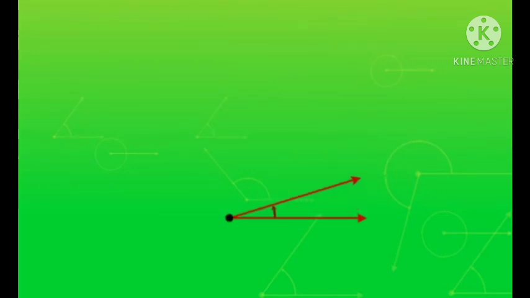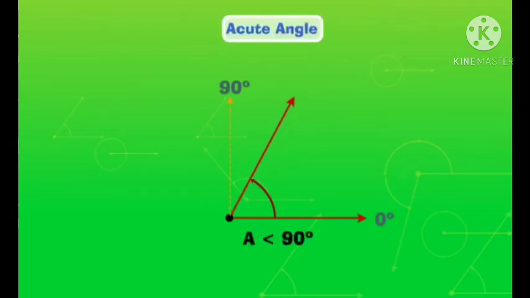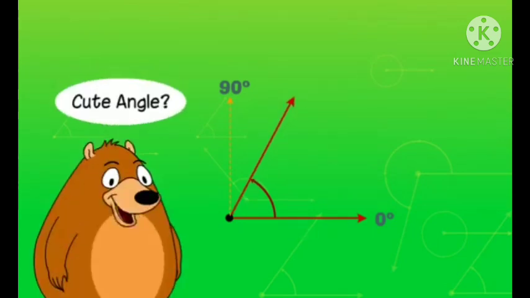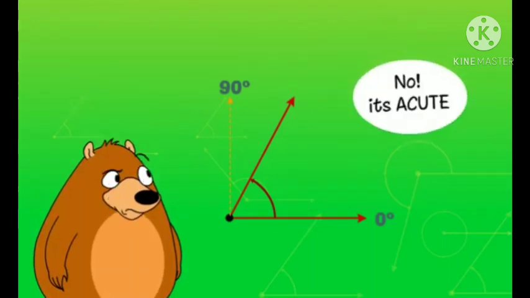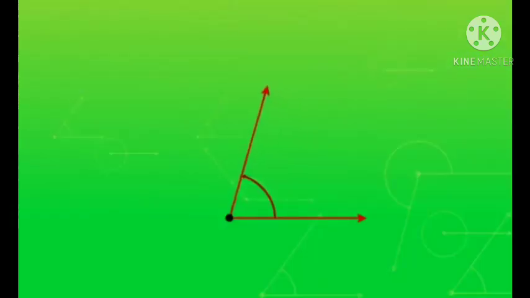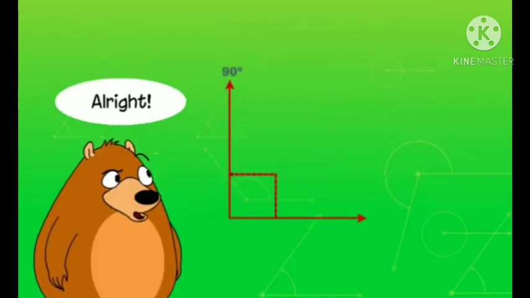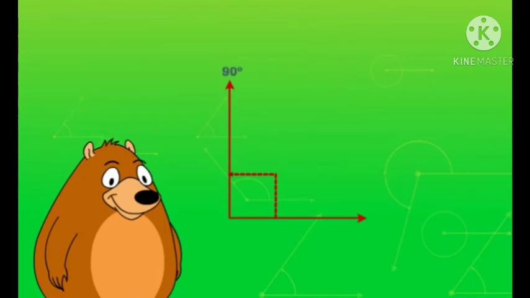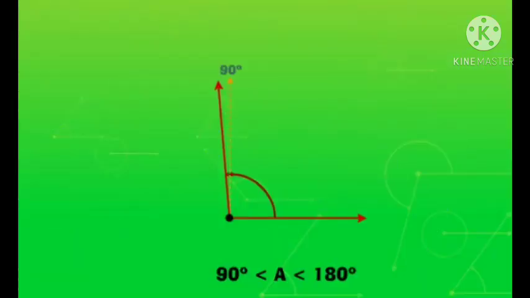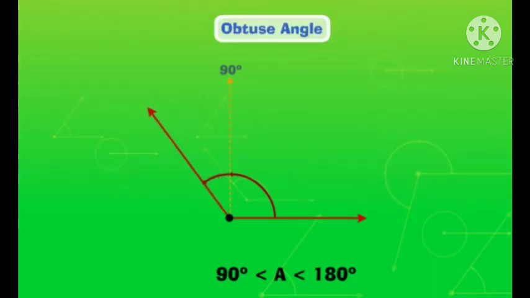An angle whose measure is more than 0 degree and less than 90 degree is called an acute angle. Acute angles are smaller than other angles. An angle whose measure is 90 degree is called a right angle. Right angles are larger than acute angles. Obtuse angles are bigger than right angles. They measure between 90 degree to 180 degree.